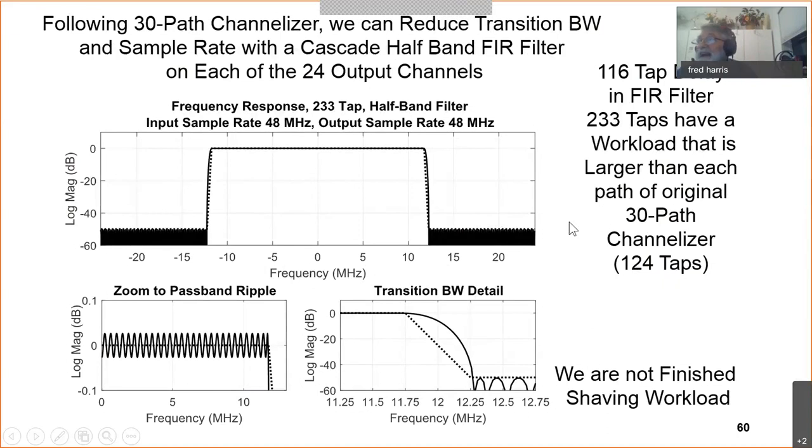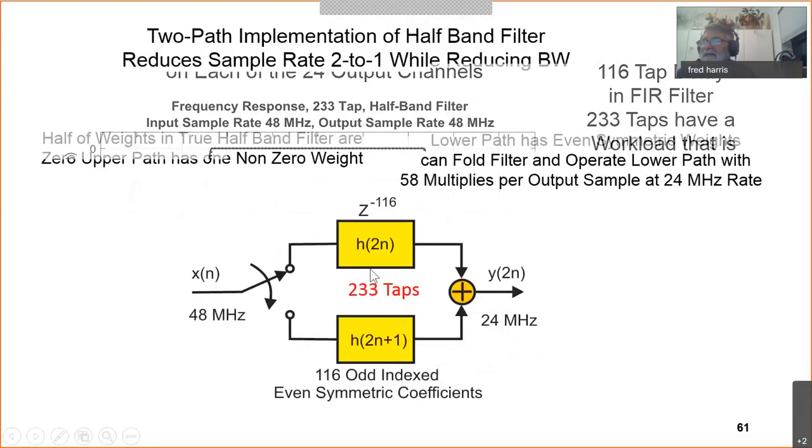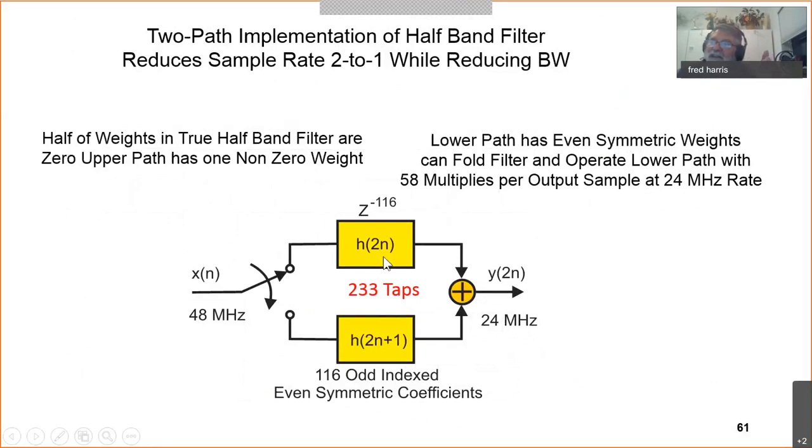And we know how to build half-band filters. So we'll do it. We'll build now a half-band filter, reduce the sample rate by a factor of 2, which is what we wanted when we built the original channelizer. Now here's a perfectly good half-band filter. Half-band filters have a neat property that every other sample is 0.